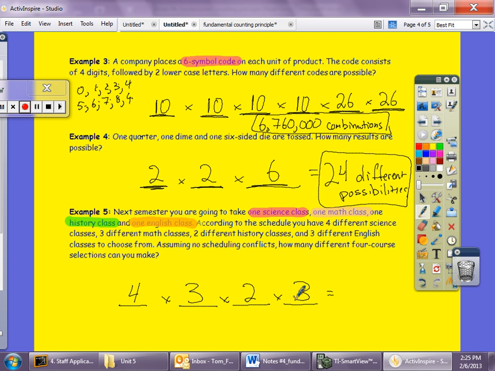So we multiply these together. 4 times 3 is 12. 12 times 2 is 24. And 24 times 3 is 72 different selections. And that is the fundamental counting principle. We just take the events in the problem and we multiply them.